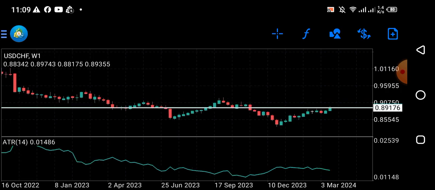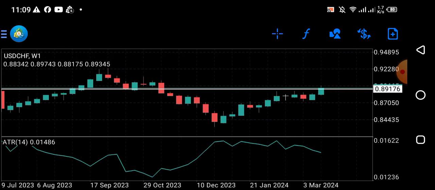Now the ATR value on the weekly time frame is 148 pips. What that means is that for the past 14 weeks, the average number of pips USDCHF has delivered is 148 pips. It means that this week, if I'm buying USDCHF I should expect it to deliver between 140 and 148 pips. And if I'm selling, I should expect it to deliver 140 to 148 pips.